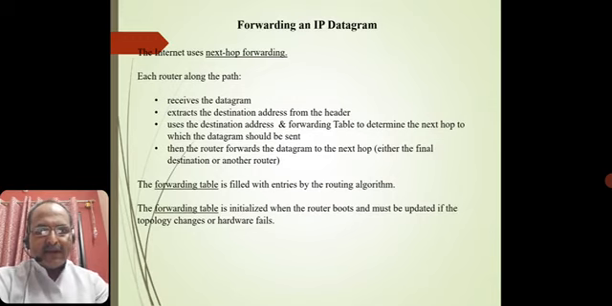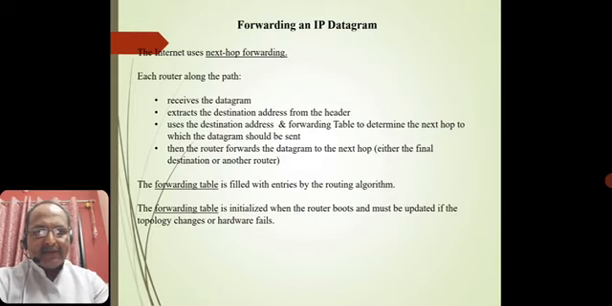And how do you forward an IP datagram? The internet uses a next hop forwarding technique, and each router along a particular path handles addressing. Please remember, we receive the datagram, extract the destination address from the header, and use the destination address and forwarding table to determine the next hop to which the datagram should be sent. Then the router forwards the datagram to the next hop, either the final destination or another router to hold it whenever transmission is required.